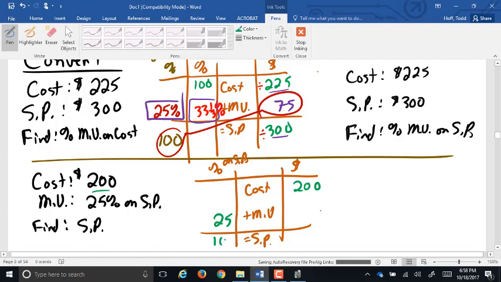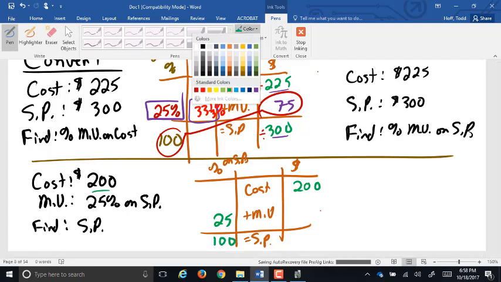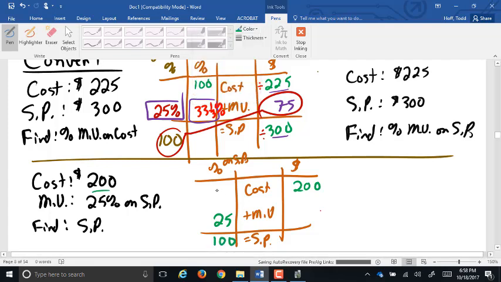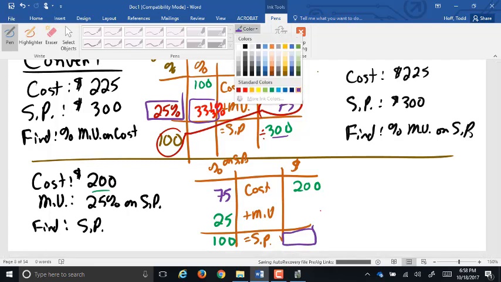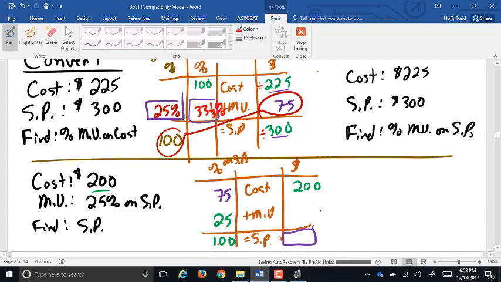100 goes to selling price. We will subtract here to get the cost of 75%. We are looking for the dollar amount of the selling price here. So what are we going to multiply? Yeah, 100 times 200 divided by 75, which is going to be what? $266.67.